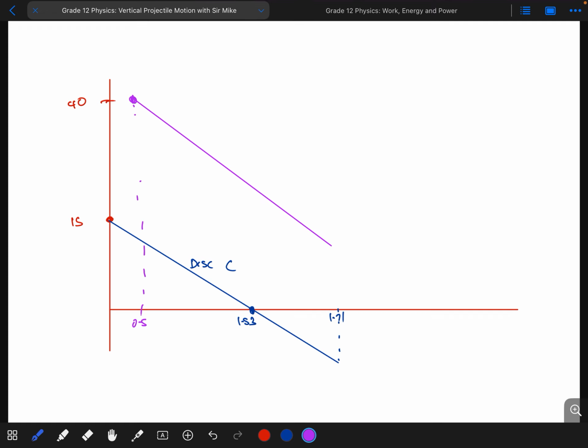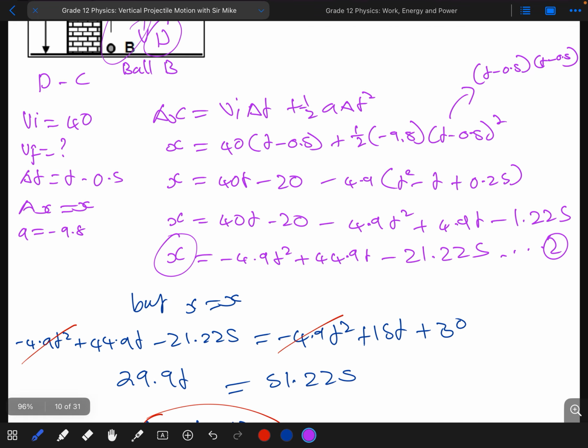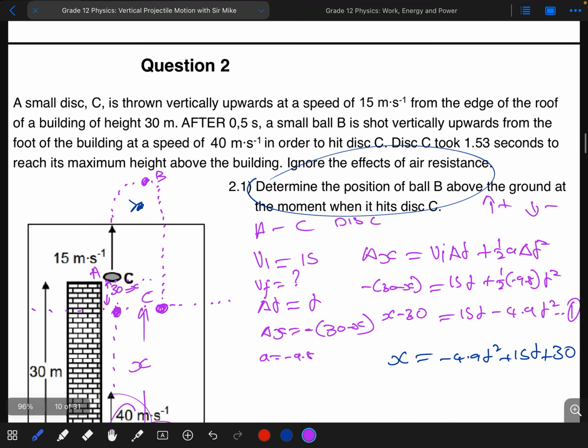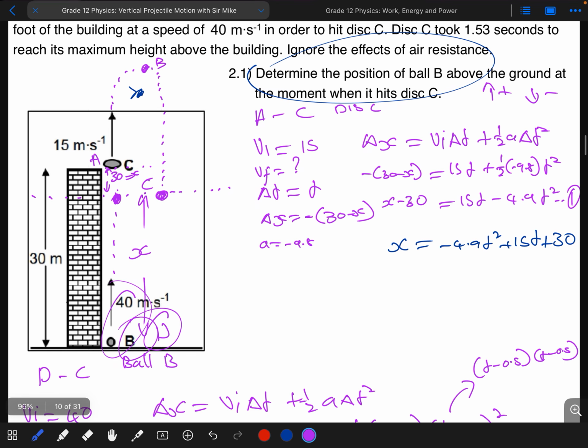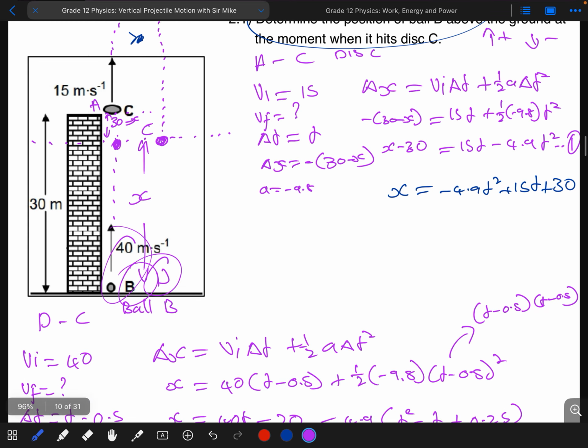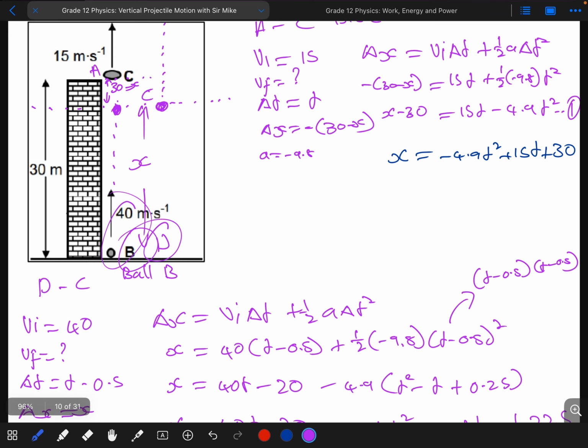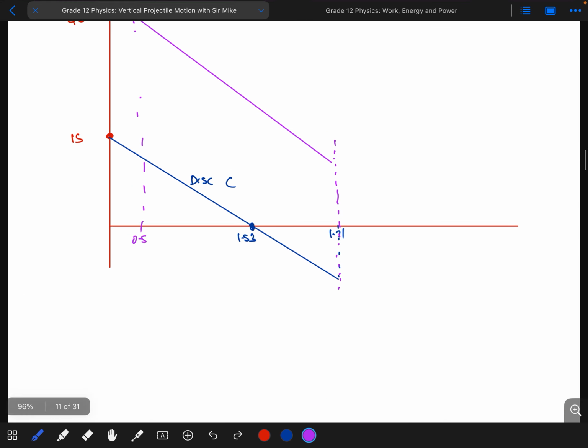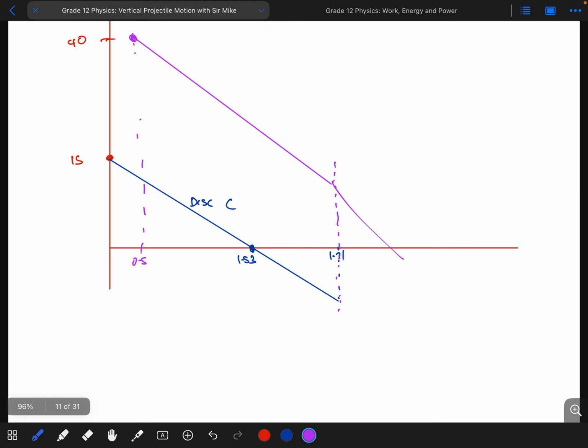So let me just draw that nicely. What I'm simply going to have would be something like that. Now remember that when they hit each other, when they passed each other, object B didn't actually reach its maximum height yet. So it would not cut that x-axis. Remember that this is time in seconds. So this is the type of graph that you're going to have.